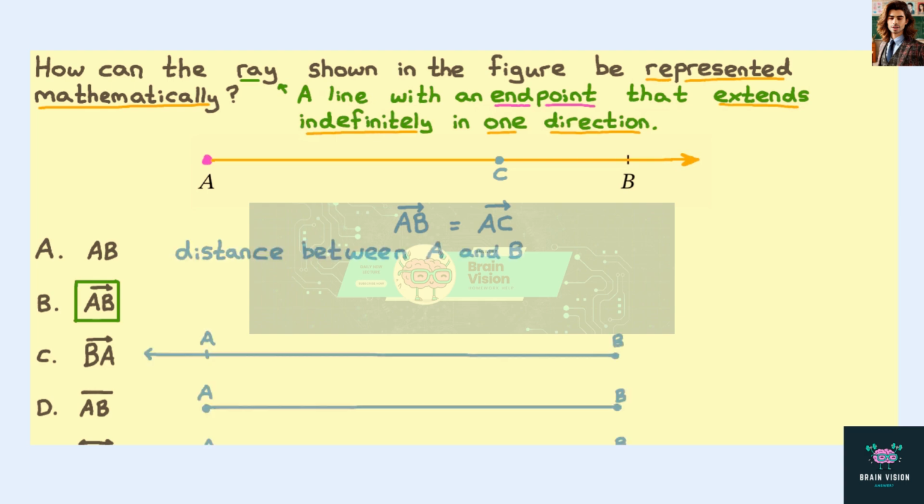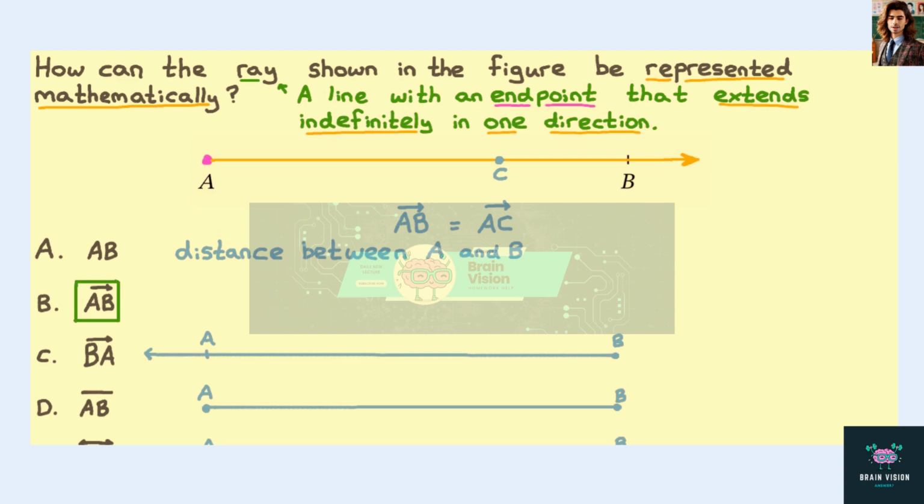For due diligence, we can also recall what each of the other 4 options represents. First, AB is the distance between A and B. Next, if the arrow starts at B and points at A, then this is the ray from B through A, so it is the ray that extends in the other direction.